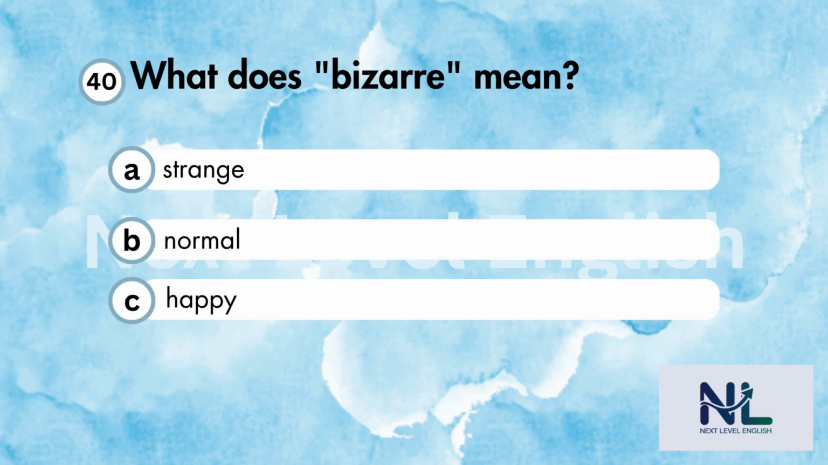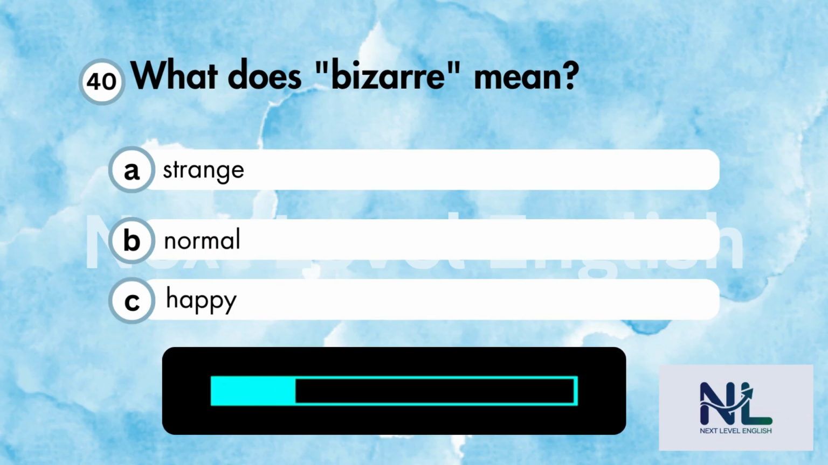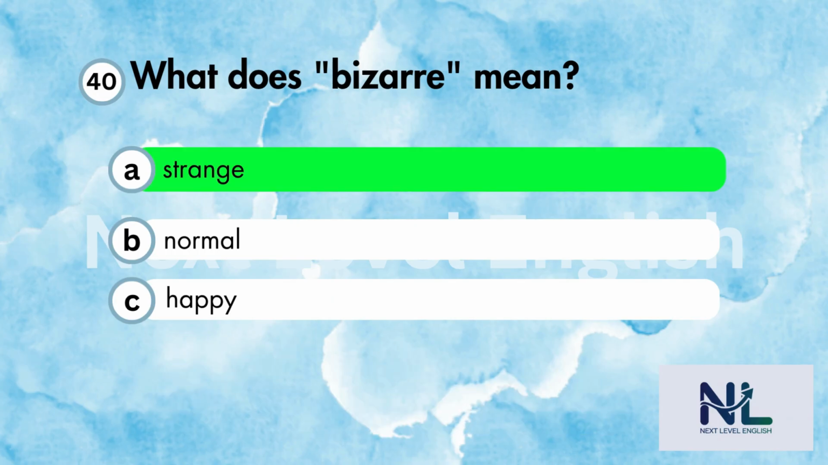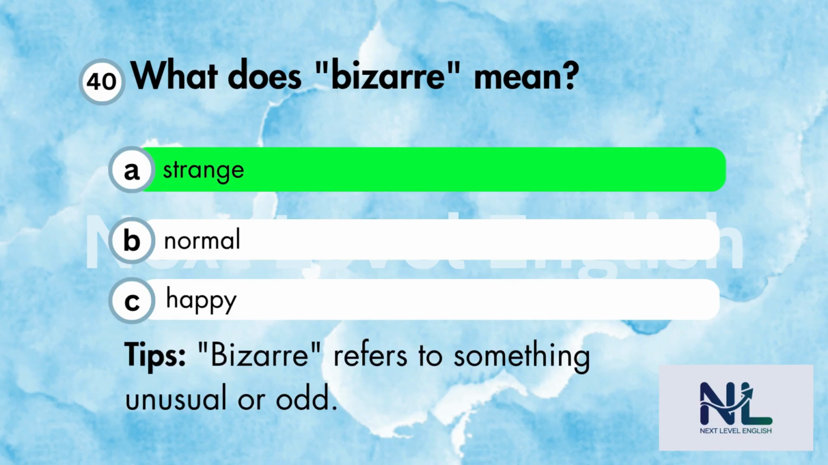40. What does bizarre mean? Strange. Tips: bizarre refers to something unusual or odd.